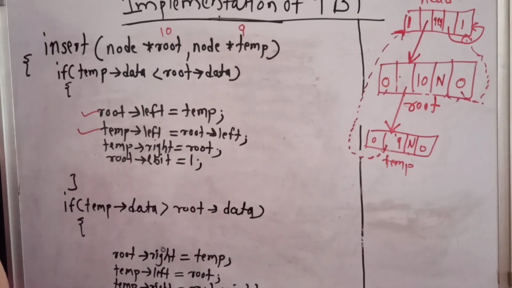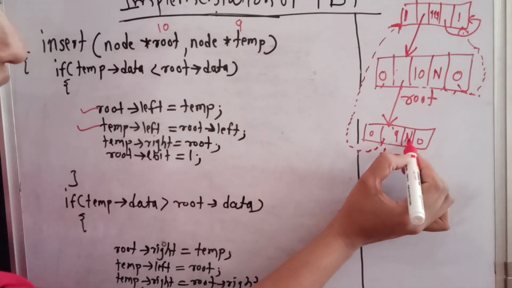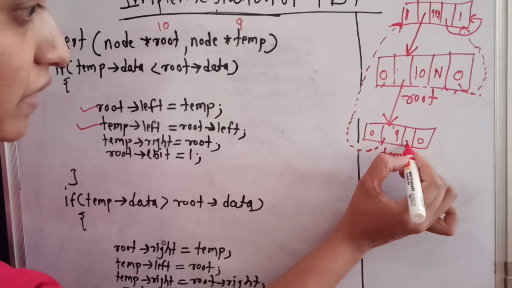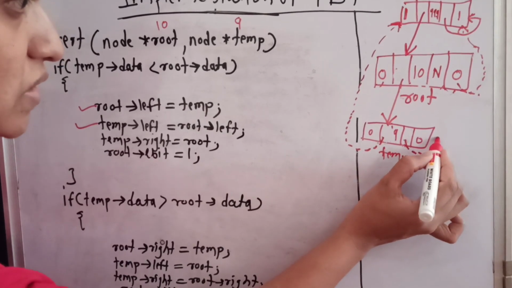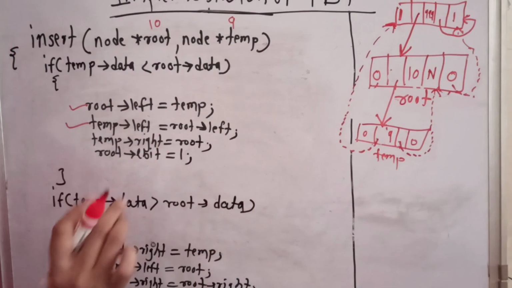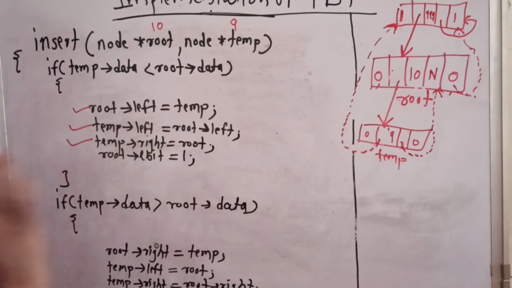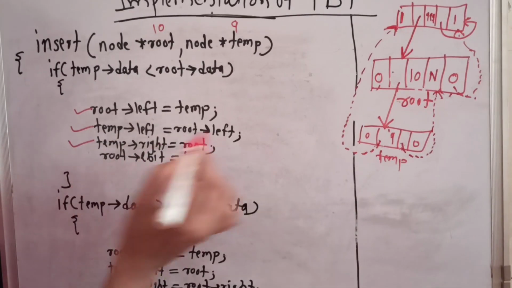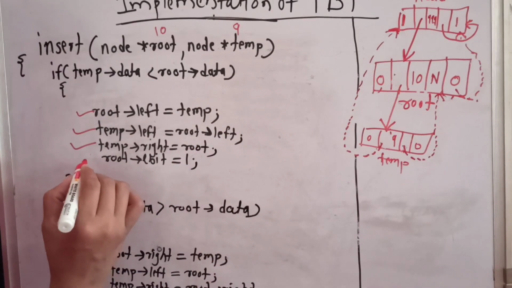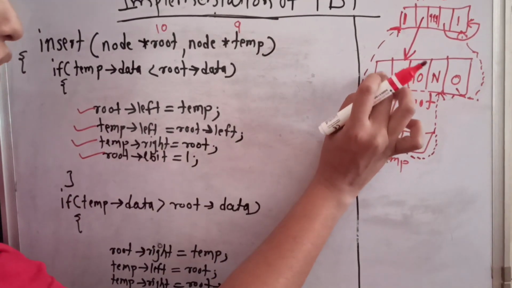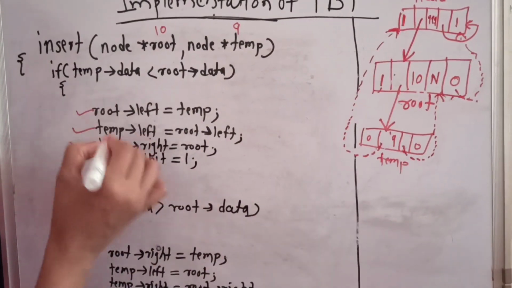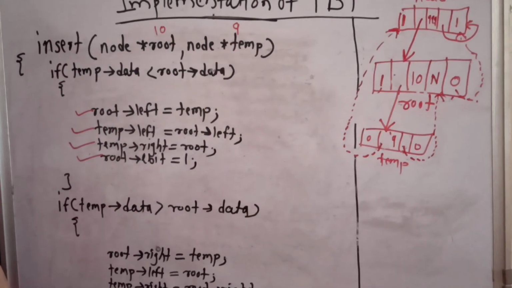Then temp right is equal to root. As the right child is again absent and the R bit is equal to 0, we have to set this right thread to the in order successor element, and in this case the in order successor is nothing but the root itself. So we write the statement temp right is equal to root. And as we have attached the actual pointer, that is root left is equal to temp, we set root L bit to 1. So this is the link whenever we want to attach a new node on the left side.